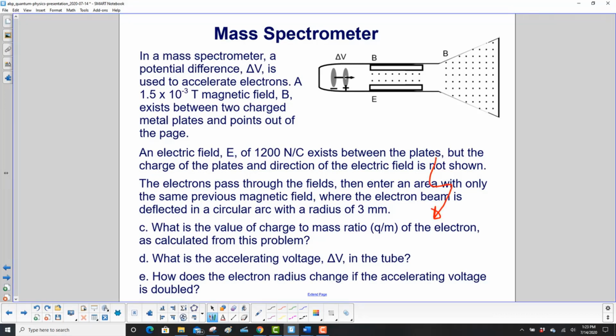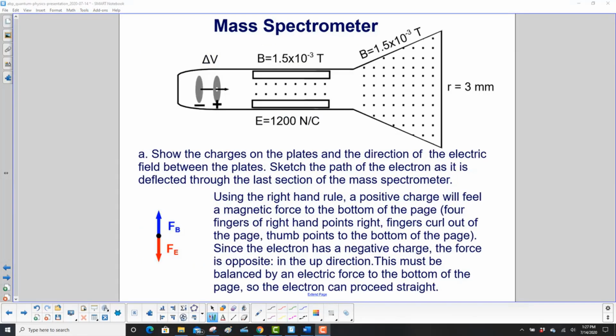What is the accelerating voltage in the tube? And how does the electron radius change if the accelerating voltage is doubled? Show the charges on the plates and the direction of the electric field between the plates. Sketch the path of the electron as it is deflected through the last section of the mass spectrometer.